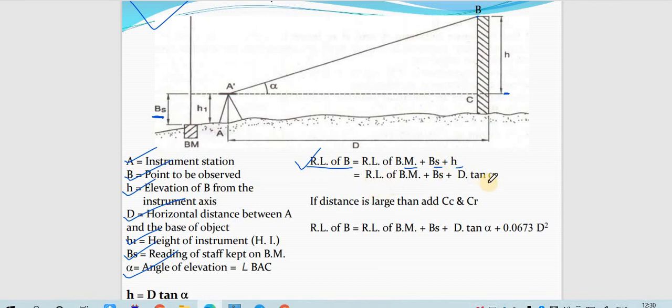Now RL of benchmark is given, backsight reading will be given, but we don't have the height. So height can be evaluated by using the trigonometric rule. If you apply tan alpha in this particular triangle, what you will get is perpendicular upon base. The perpendicular is h and the base is d. So h will be equal to D tan alpha.